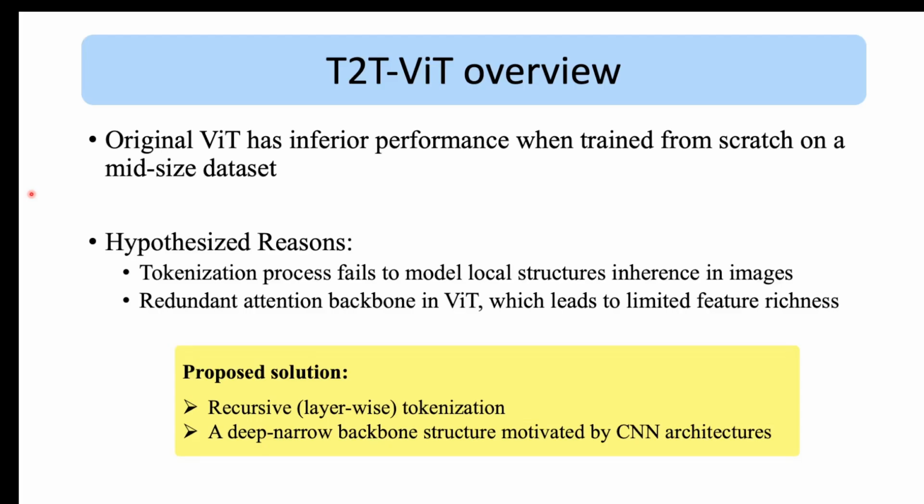This paper hypothesizes two reasons for why ViT trained on a mid-sized dataset has inferior performance compared to CNNs. The first reason is that tokenizing an image into a sequence does not capture the inherent structure of images. And the second reason is the redundancy observed in ViT features, which we will see in the next slide. T2T-ViT overcomes these issues using a recursive tokenization process and a well-designed backbone structure.